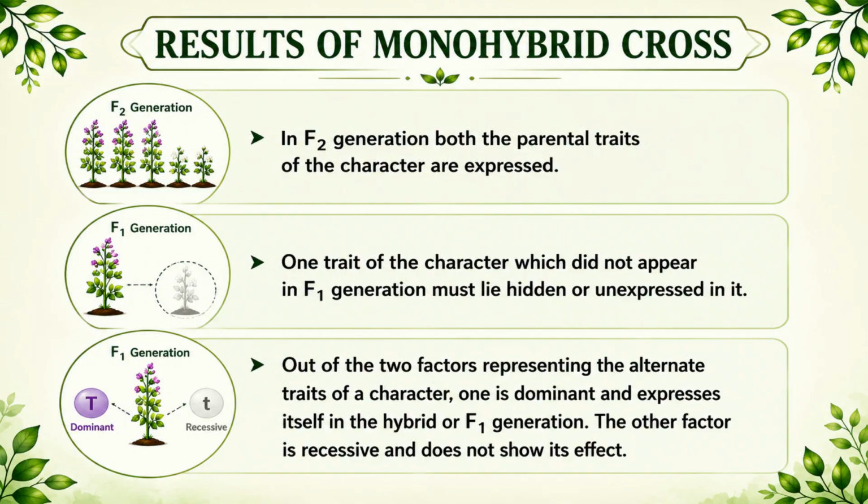Mendel further explained that every character is controlled by two factors. Out of these two factors, one factor is able to express itself strongly in the F1 generation. This factor is called the dominant factor. The other factor remains hidden in the presence of the dominant factor. This factor is called the recessive factor. So in Mendel's experiment, the tall trait behaved as dominant, while the dwarf trait behaved as recessive.